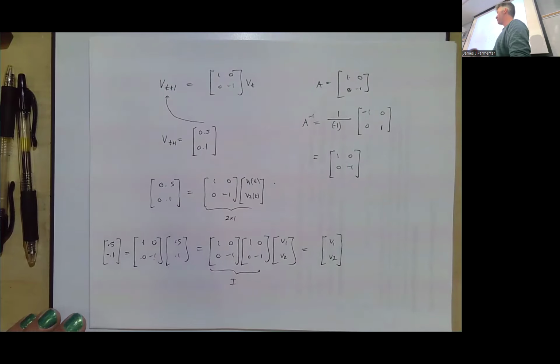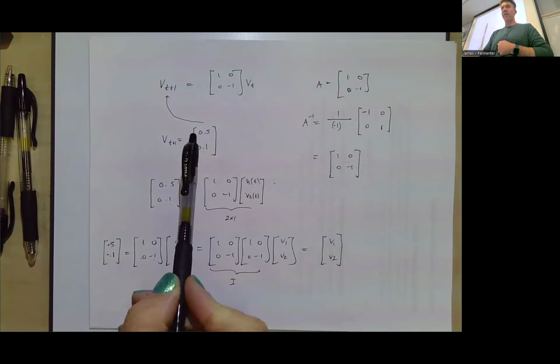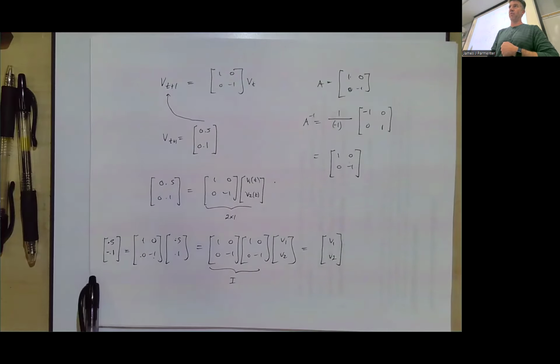And so essentially your voltage vector is oscillating back and forth between these two vectors every time. At one heartbeat, it's 0.5, 0.1. The next heartbeat is 0.5, -0.1. And then back, and then back, and then back forever.